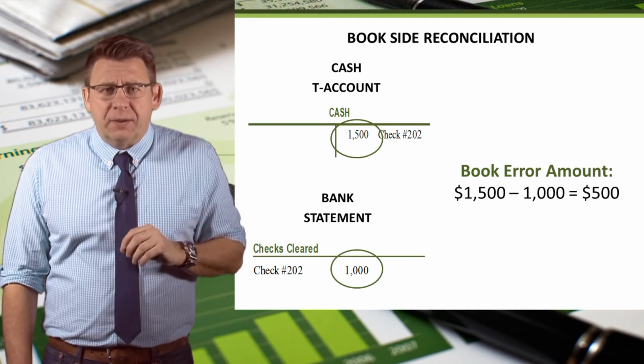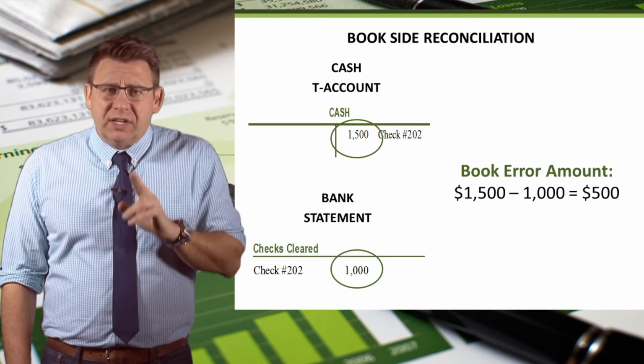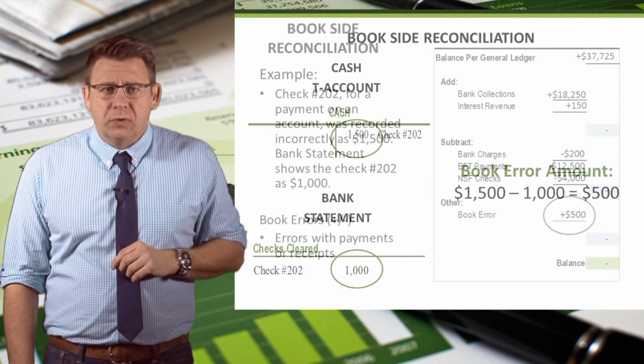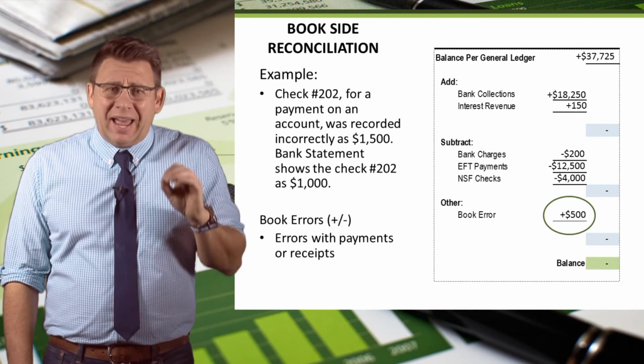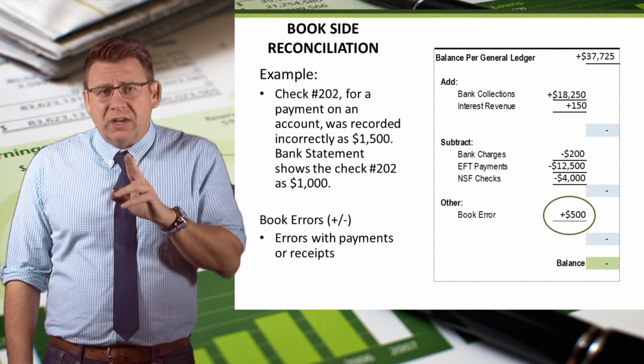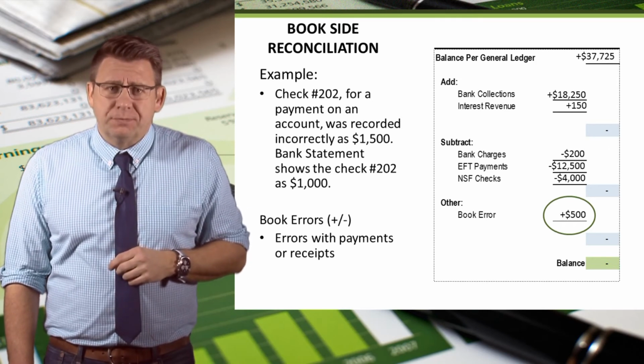Then we have to think, if the accountant deducted too much, we need to add back the difference. So on the book side, we would add $500 as a book error and make a note that it is regarding a payment of an account.